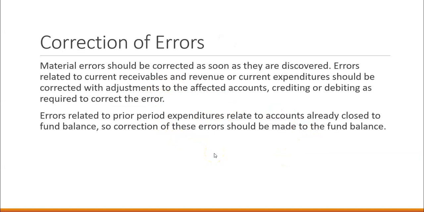If we have errors in any of our accounting, we want to record them as soon as they're discovered, especially if they're related to current receivables and expenditures. Errors related to prior period expenditures relate to accounts already closed, so those errors need to be made to the fund balance. So we are going to make them to general funds. We have governmental wide activities.